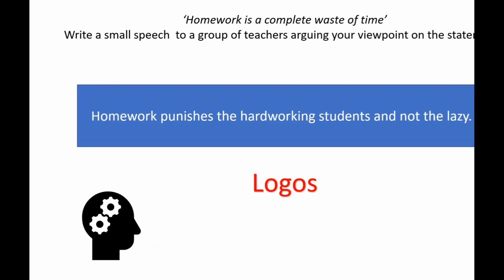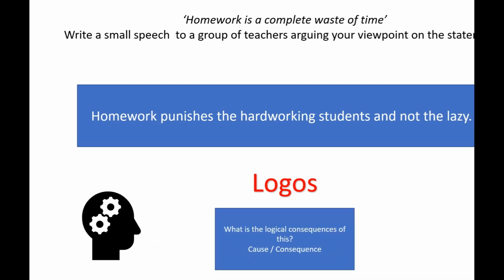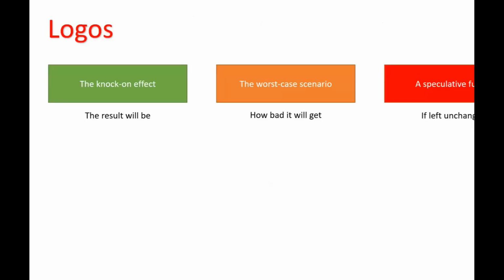Now, the next thing we do is look at logos. So logos is logical thinking. So we frame our arguments around this, and it doesn't matter what kind of transactional piece, we always go, right, pathos, logos, and ethos. When we've got logos, basically what we're thinking about is the logical consequences of this issue. What is the consequence of this idea of homework? So what are the consequences? Now, we structure things in this kind of thought process. What's the knock-on effect? What's the worst case scenario? And what is the speculation? So what could we think could happen?